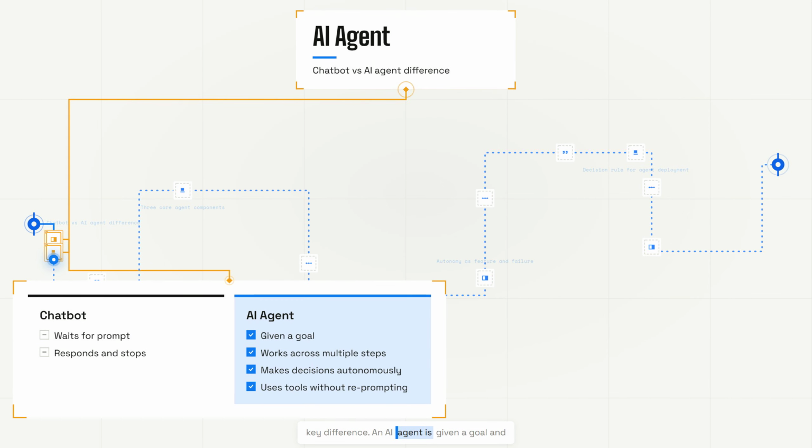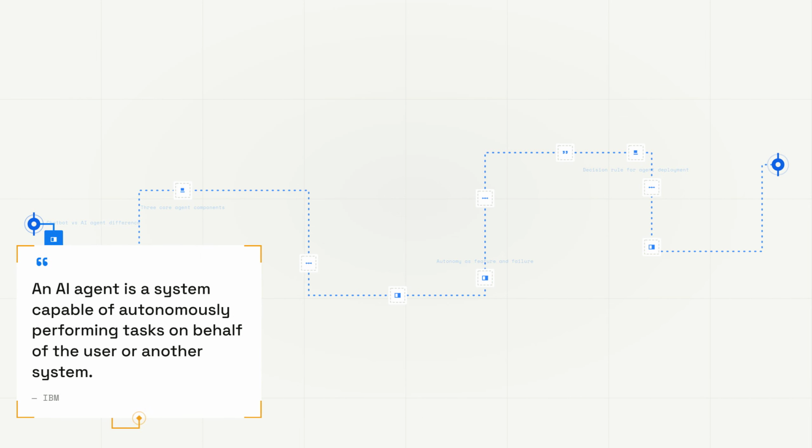An AI agent is given a goal and then works towards it across multiple steps, using tools, making decisions on the way, without you prompting it each stage. According to IBM, an AI agent is a system capable of autonomously performing tasks on behalf of a user or another system. The autonomy over a sequence of actions is what makes it structurally different. It's not smarter chat, it's a different category of software entirely.